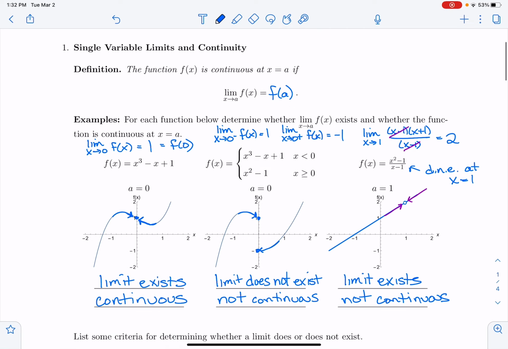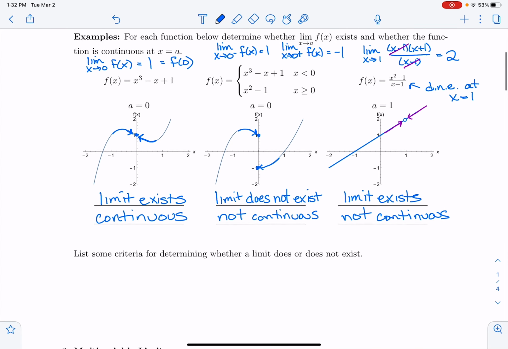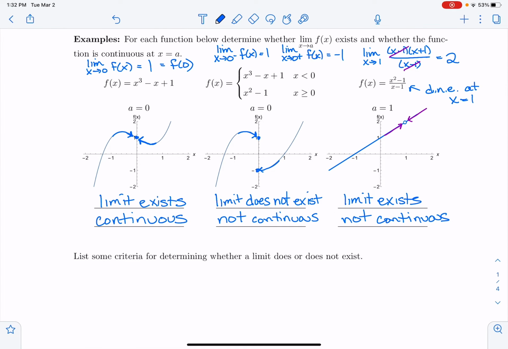So let's brainstorm and think of some criteria for determining whether a limit does or does not exist in single variable calculus. One thing that we checked is that we had to verify the left hand and right hand limits were equal.